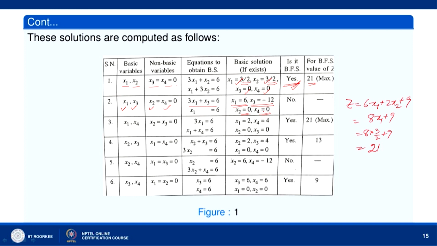So, a basic solution exists here, but it is not a basic feasible solution. It will be a basic feasible solution only when x1 and x3 and x2, x4 are all non-negative. So, here x3 is negative, therefore, it is not a basic feasible solution.